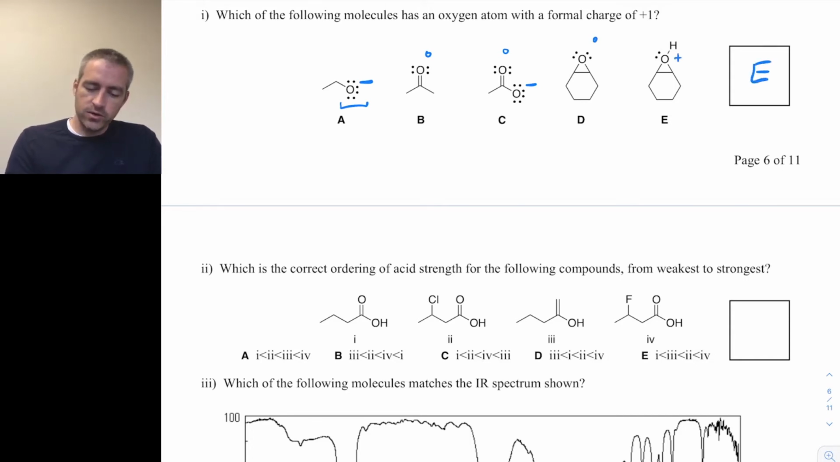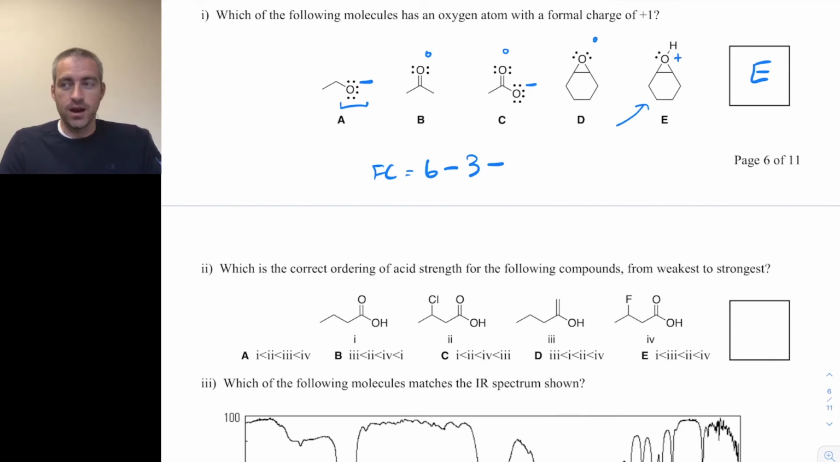To calculate those, formal charge is just taking the number of valence electrons for oxygen, which is 6, subtracting the number of bonds it's making, 3 bonds, and subtracting the number of electrons that are found in unshared pairs, which in this case is 2, leaves you with +1.